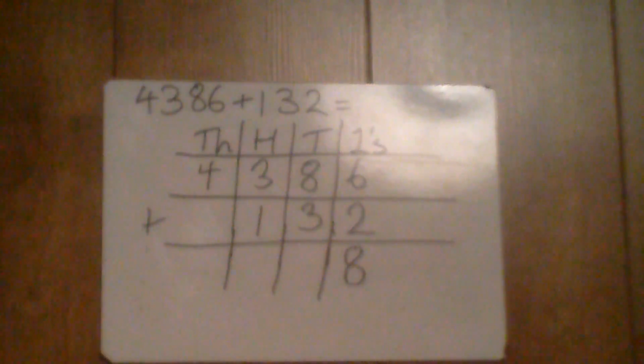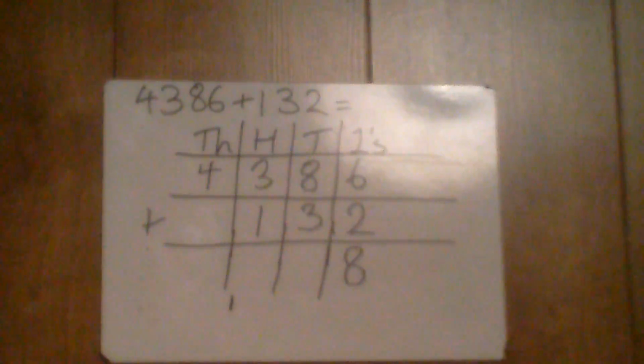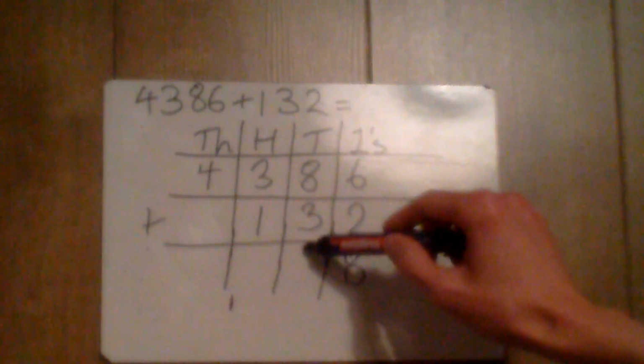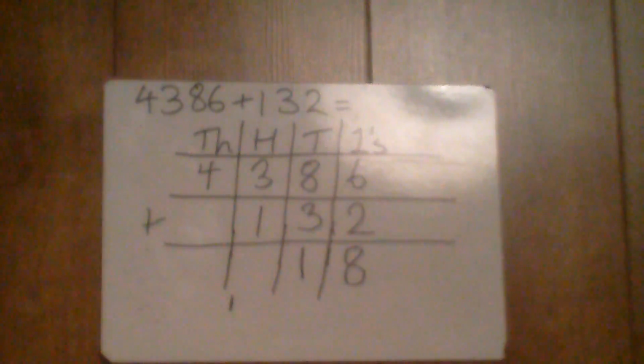Now I know that I can't have 11 in any of the columns, therefore I'm going to have to move 10 of those tens over into the hundreds column to become an extra 100. So I now have only 1 ten left, so I place that in the tens column.